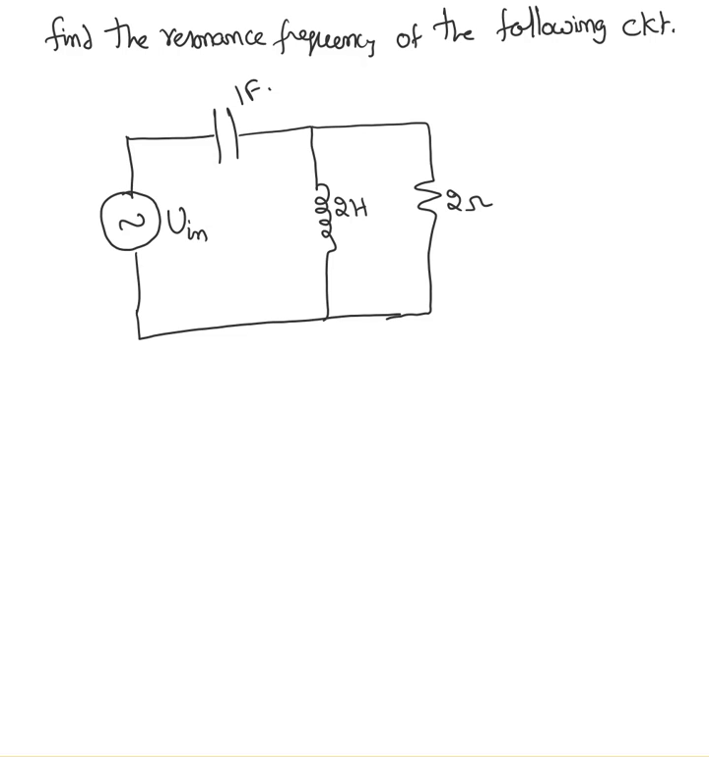Here is the next example. Here we are finding the resonant frequency for the given circuit. So step 1, we need to convert the given circuit into frequency domain. So this is going to be J2 omega.